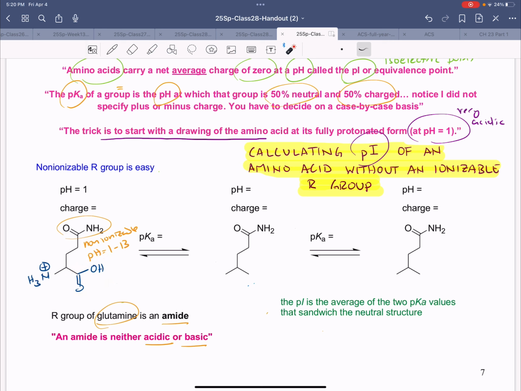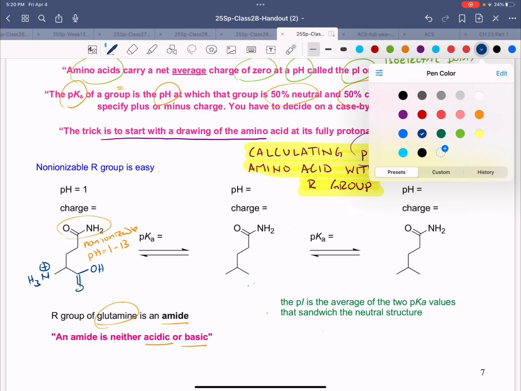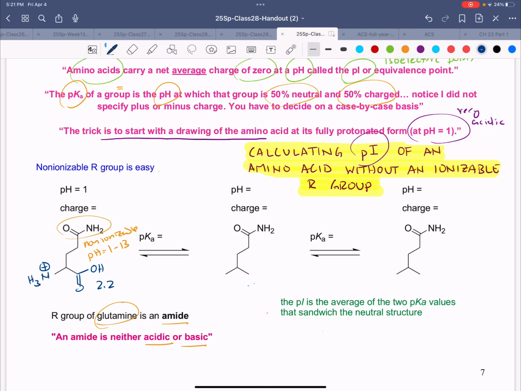Okay, that's super important because some of you remember, you could protonate this to get it to do Fischer esterification. But that's not pH 1. That's way below pH 1. Now the pKa's, I think they were 2.2 for the carboxyl group, 9.1 for the amine.